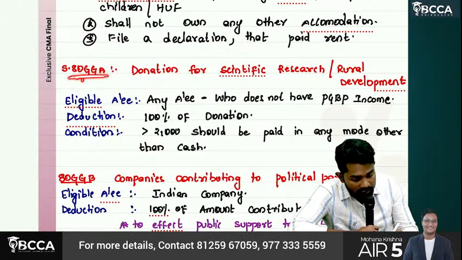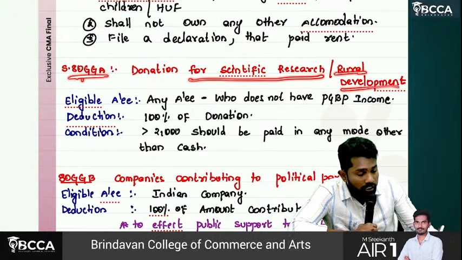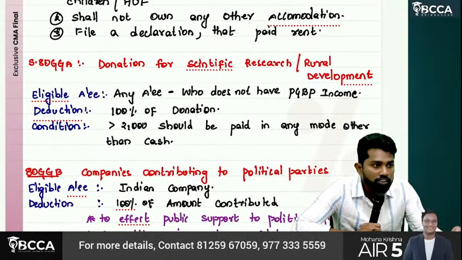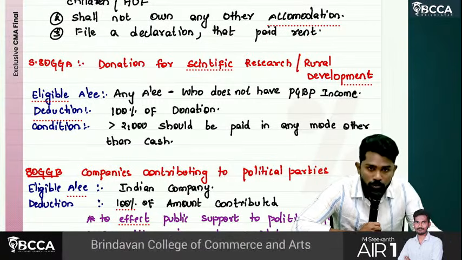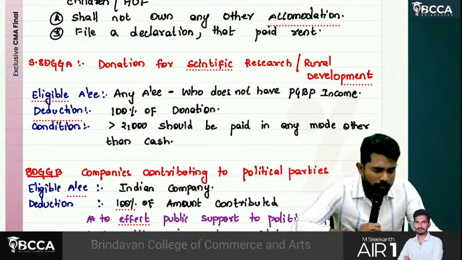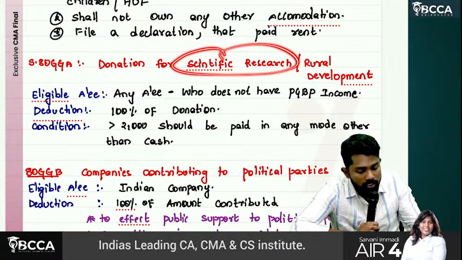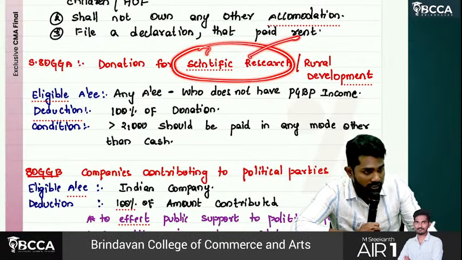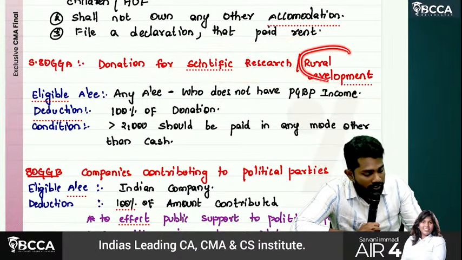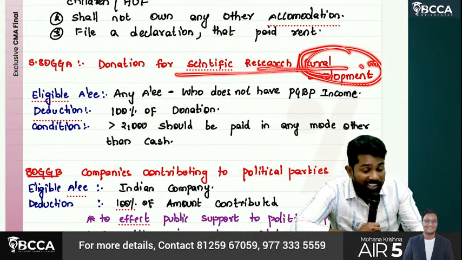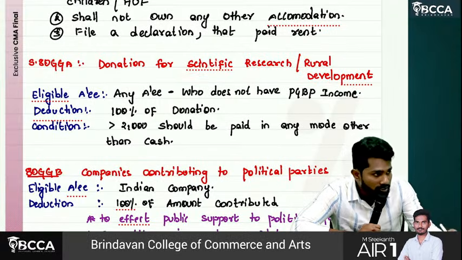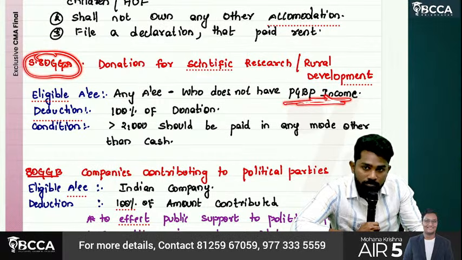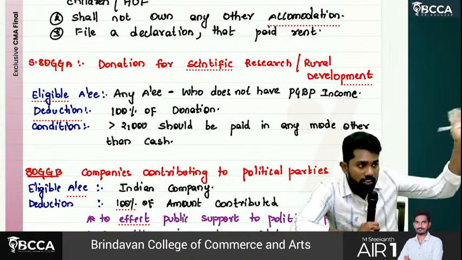Then 80GGA, donation for scientific research and rural development. Sir, you are contributing for scientific research or rural development. If you are already into PGBP, into business, for these two, they are already covered under PGBP also. In PGBP, section 35 is about scientific research and section 35CCC is about rural development. So these are already covered in PGBP if you are having business income. That's why 80GGA is not applicable if you are having PGBP income. If you are having PGBP income, there itself you will claim deduction.